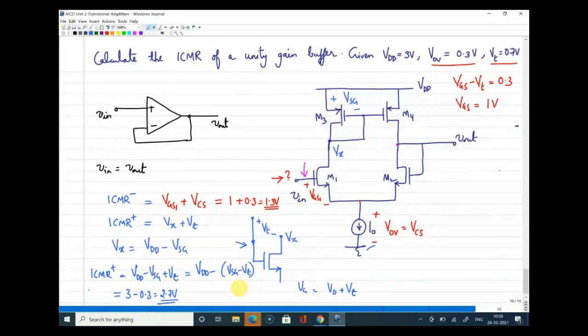Sir, VGS minus VT and VSG minus VT, are they the same? Yeah, so if you remember, for a PMOS device, when you talk about overdrive voltage, it is VSG minus VT, or you can write it in terms of VGS, then we have to accommodate the minus sign, because for a PMOS device, the source is at a higher potential than the gate. So VSG will always be positive. Oh, yes, sir. Got it.